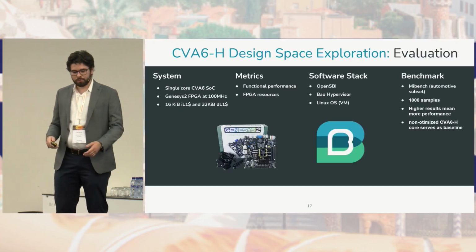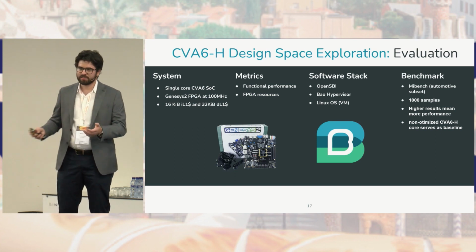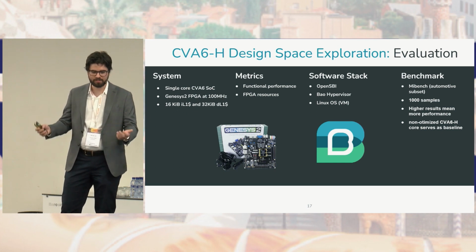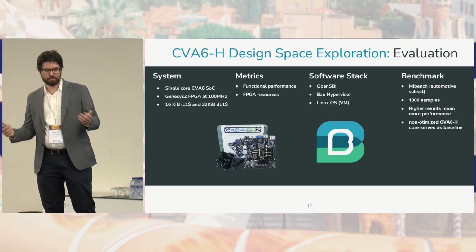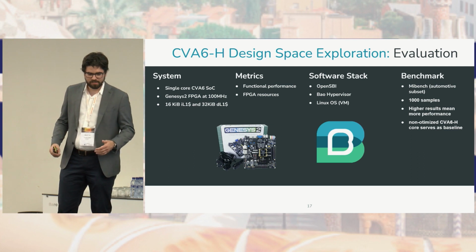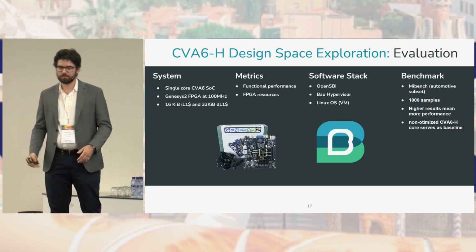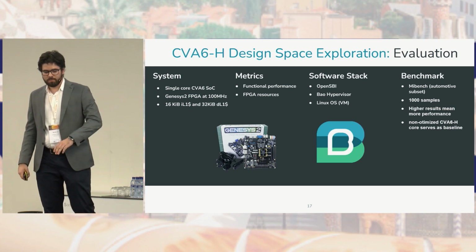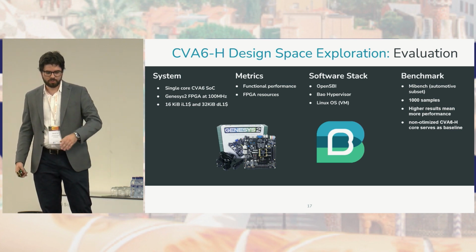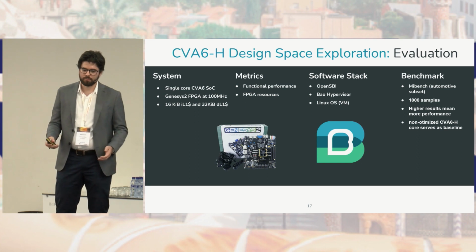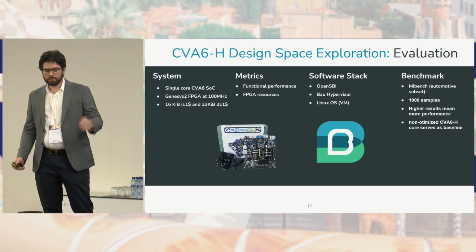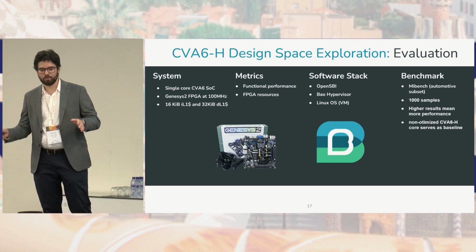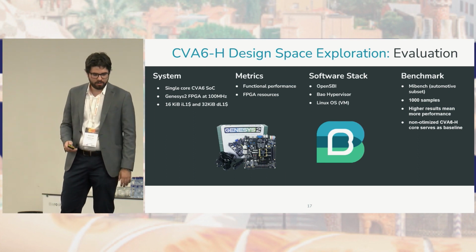So another thing that we wanted to do, we have all of these optimizations, so we wanted to actually evaluate it and see what we get in terms of performance. So we set up a system with a single core CVA6 using our hypervisor and a Linux as a VM. We use MiBench, which has an automotive subset, which is very good for mixed criticality systems. And our baseline is just the CVA6 with Hypervisor Extension, no optimizations whatsoever.